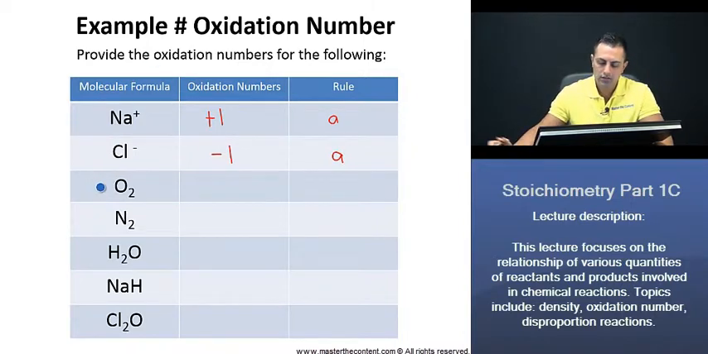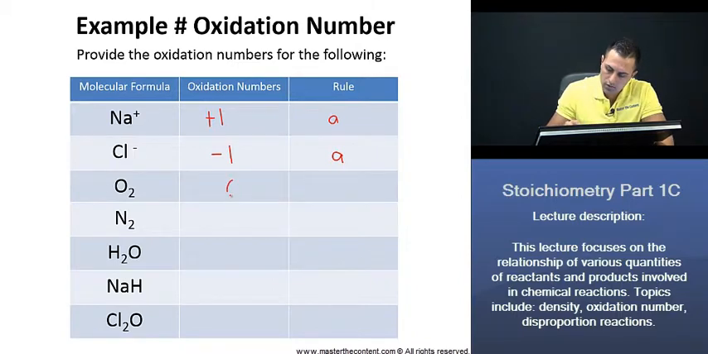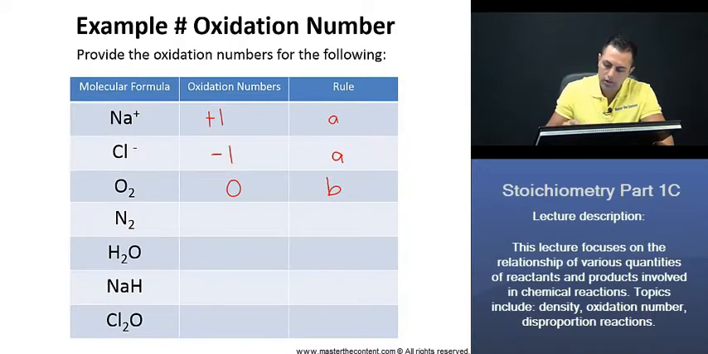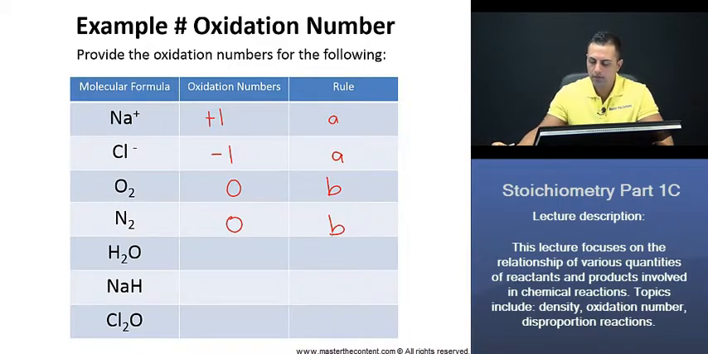Next, looking at oxygen here, the oxidation number is going to be 0, and that's because of rule B. If we recall, rule B states all elements that are pure have an oxidation number of 0. Thus, our nitrogen will also have an oxidation number of 0 because of the same rule.